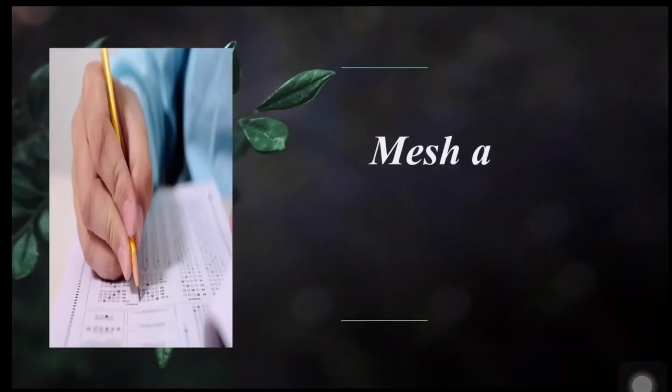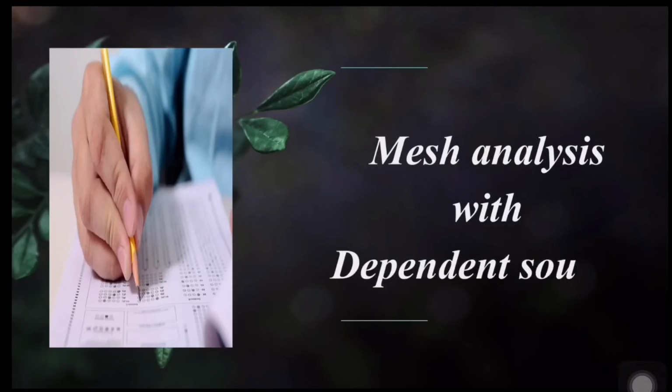Hi guys, have you ever wondered how to perform mesh analysis in a network consisting of dependent sources? How to write KVL equation of a mesh that is having dependent sources? What are the things to be considered for avoiding mistakes while writing KVL equation of that mesh? Well, if you don't know those things, stay tuned to this session as I'm going to share how to find the solution of a network consisting of dependent sources. Don't get confused, keep watching this session.